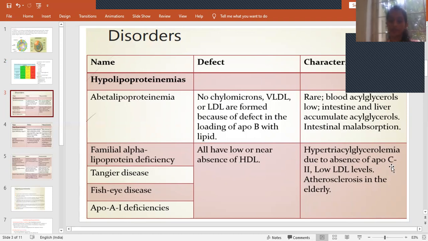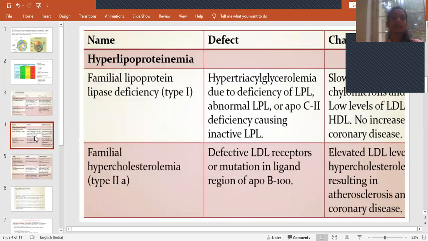And then the characteristics of this are hypertriacylglycerolemia due to absence of ApoC2 and low LDL levels, and atherosclerosis in the elderly. What do we mean by atherosclerosis? Atheroma is a plaque-like formation composed of fat molecules that gets deposited within the blood vessels, causing narrowing of the lumen of the blood vessel. That we call atherosclerosis. This can be seen in elderly people in case of familial alpha lipoprotein deficiency.